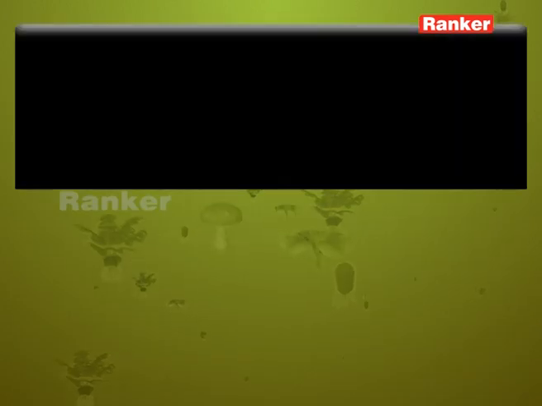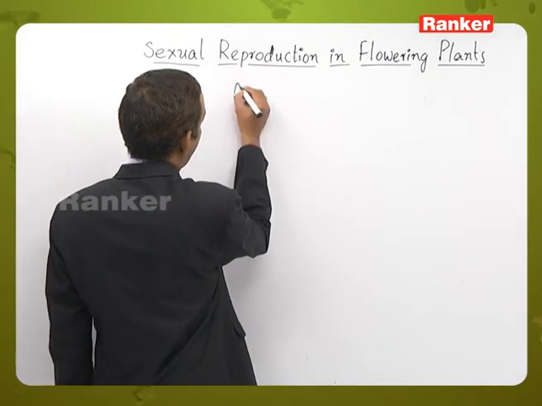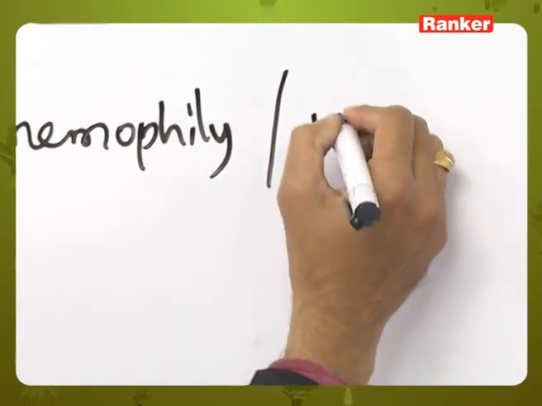Question number 17. Wind pollinated flowers are, the given options are, A, small, brightly colored, producing large number of pollen grains. B, small, producing large number of dry pollen grains. C, large, producing abundant nectar and pollen. D, small, producing nectar and dry pollen. So here, anemophily, that is pollination by wind.